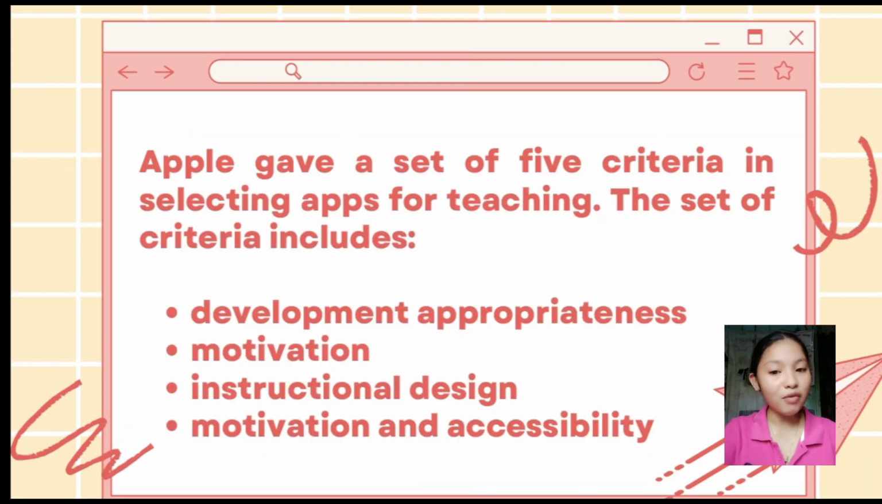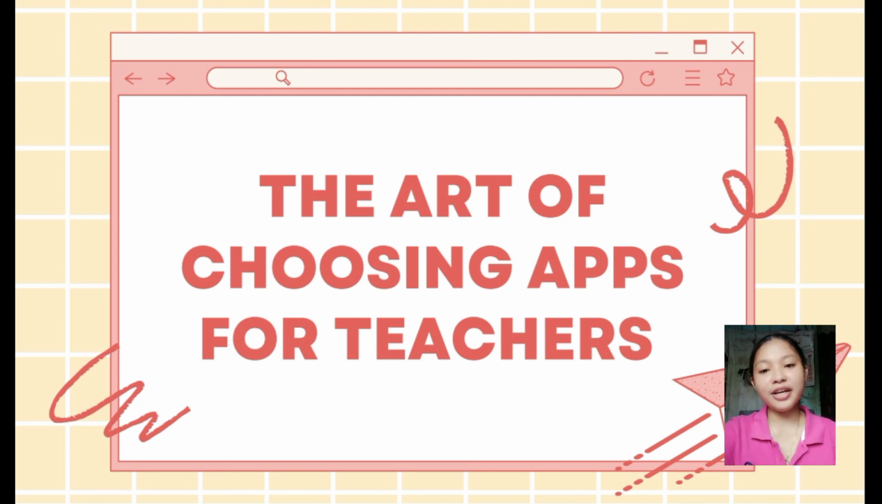Okay, so we have also here the Apple. The Apple gave a set of 4 criteria in selecting apps for teaching. The set of criteria includes developmental appropriateness, engagement, instructional design, motivation, and accessibility. The teacher should know these criteria, because they will lead to the appropriate applications that they can use in the teaching process. Okay?